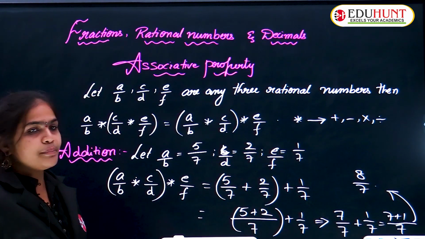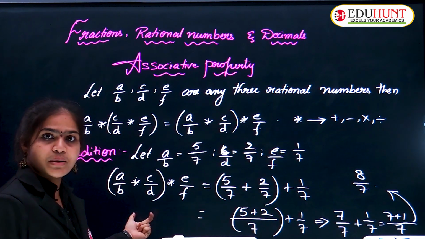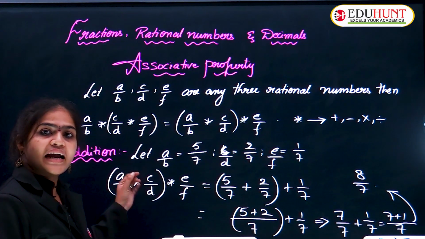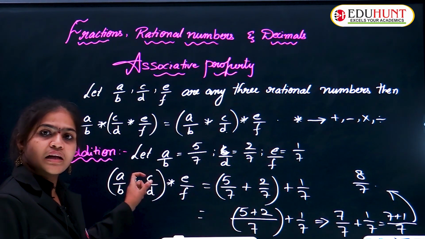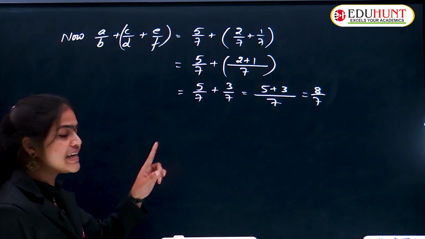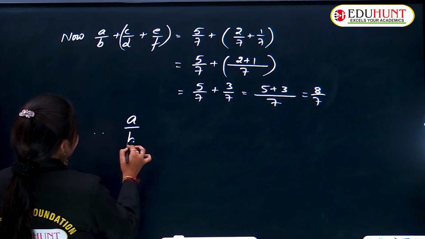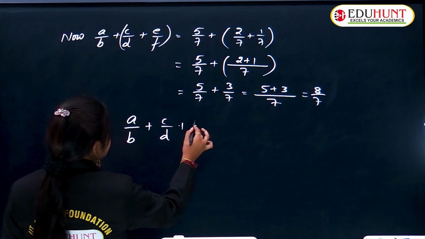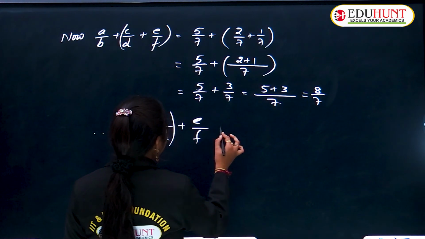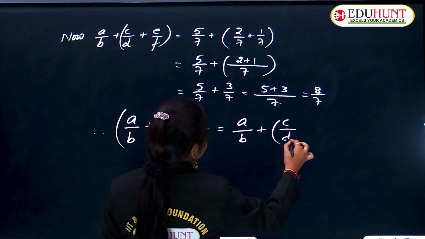Previously we also got 8 by 7, right? When we add the first two numbers and then add the third number to that resultant, or when we add the 2nd and 3rd numbers and then add the first number to that resultant, we get the same resultant, 8 by 7. So from this, what can we say? A by B plus C by D plus E by F, if you group them in any way, the resultant is the same.